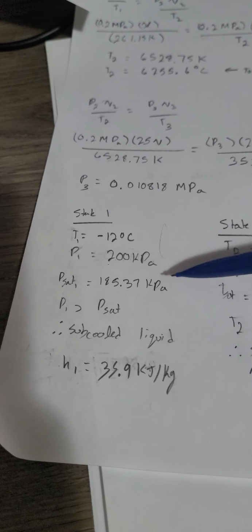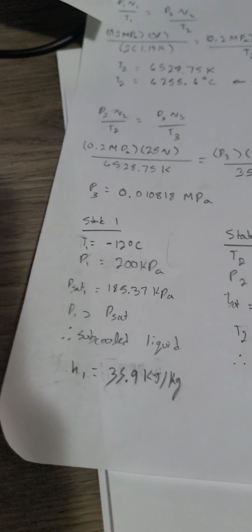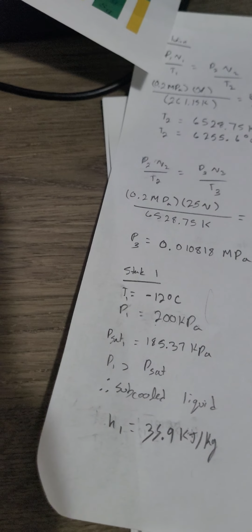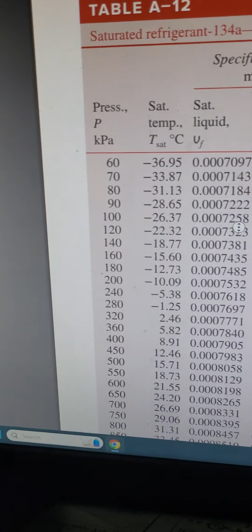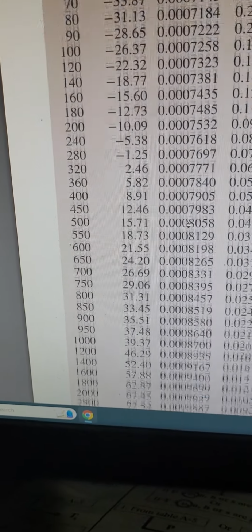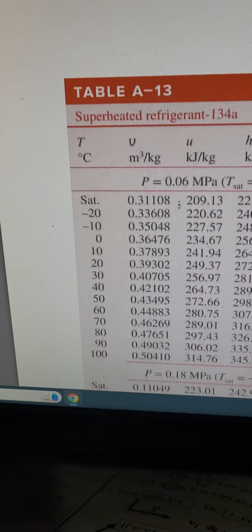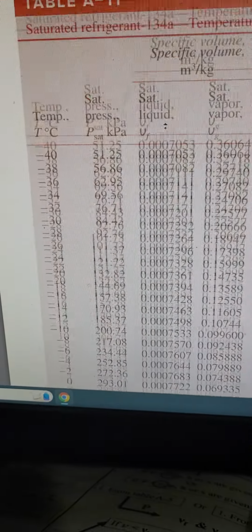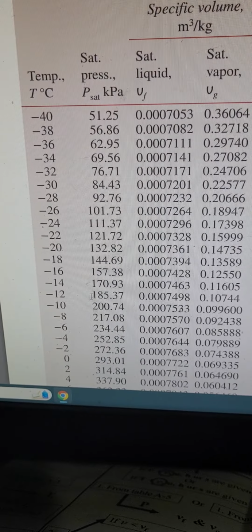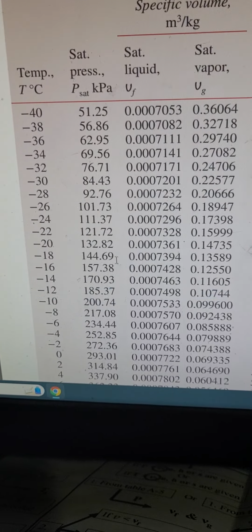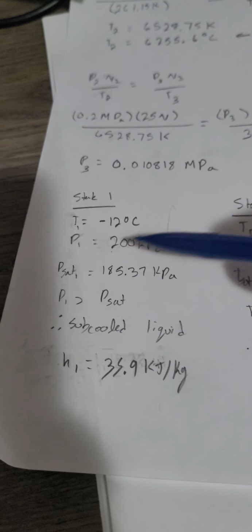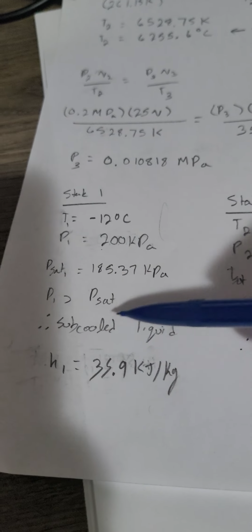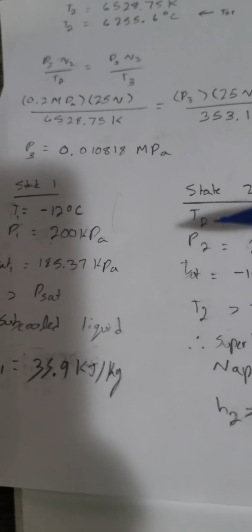I found out the saturation pressure for state 1 using the tables. Using this table here, A12, was it A13? It was A13, I believe, actually. At A11, actually. So it was this one, using this value here, which was 185. Did that here, found that the original pressure is greater, so it should be a subcooled liquid. So that's the state of the first one.